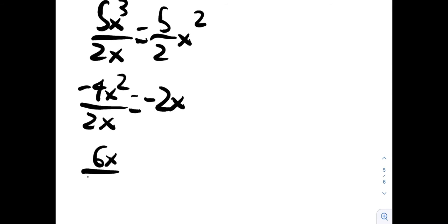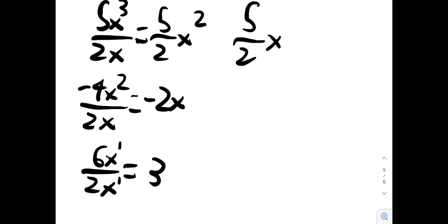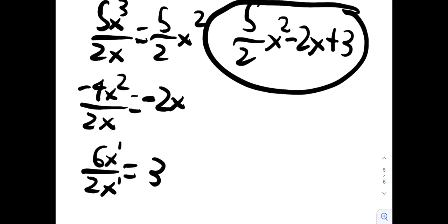6x divided by 2x is going to be 3, because x to the power of 1 minus x to the power of 1 is 0. And so we just add these terms together. Again, remember the negative signs to get this.